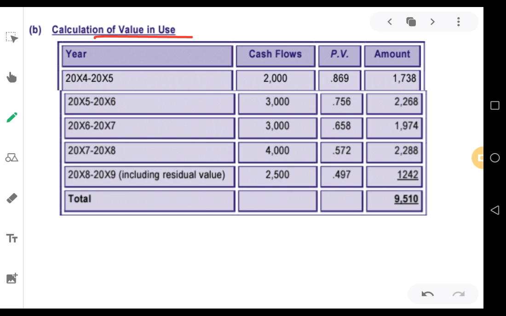And the procedure is very simple. Just multiply it with the discounting factors. Multiply the future cash flows with the discounting factors. And what about discounting factors? That will be given in the question paper. You need not worry about discounting factors.